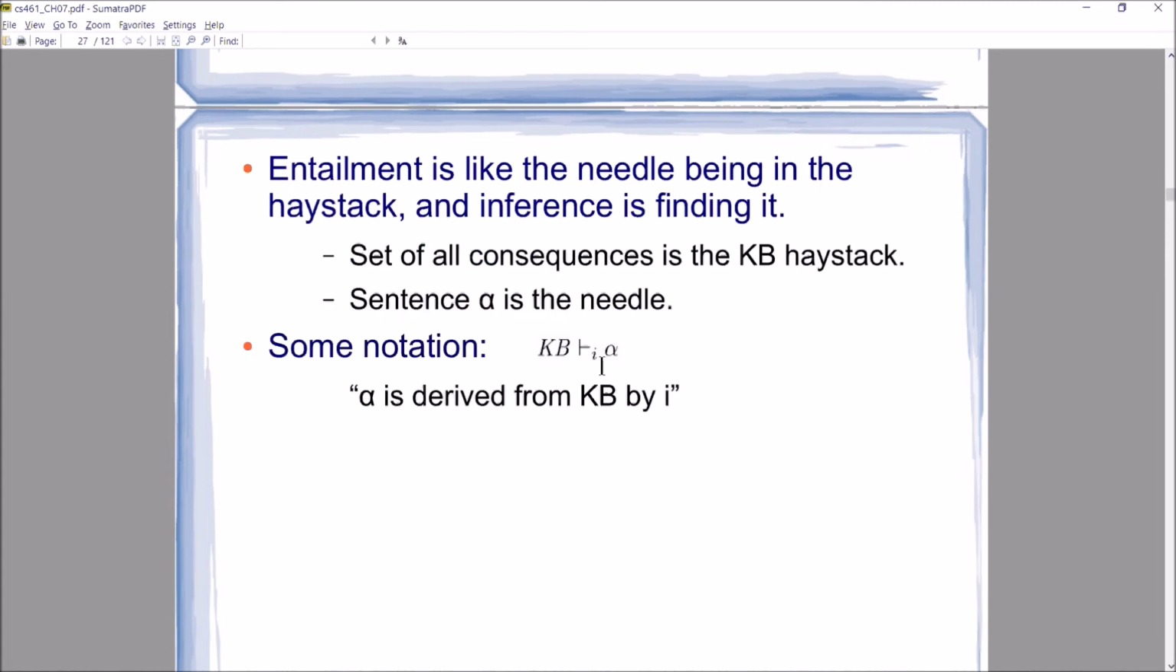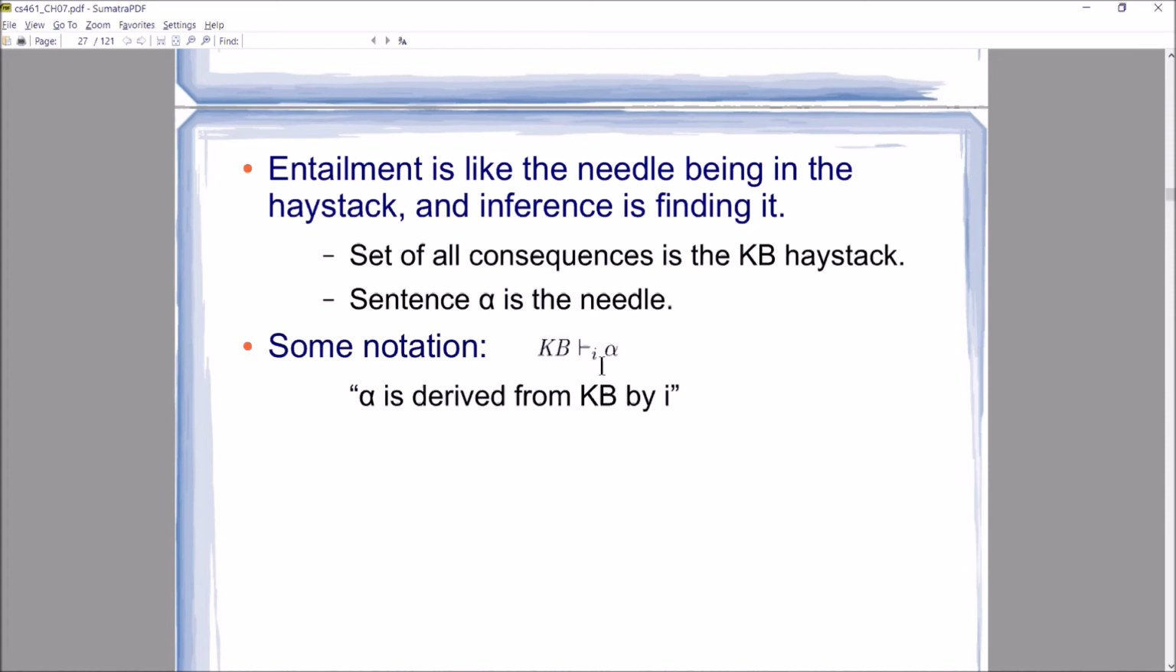So entailment, you've got a needle in a haystack, right? So you know that there's something in the bigger picture, the bigger pond. Inference is finding that thing, okay? So the set of all consequences, that's the KB haystack. That's the knowledge base haystack.